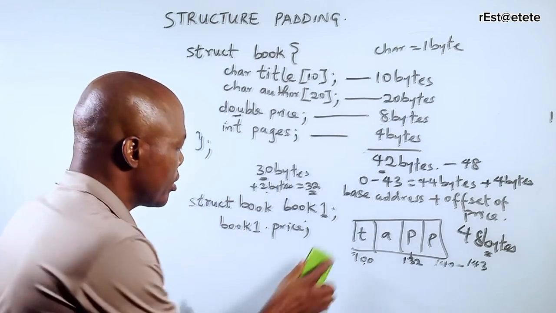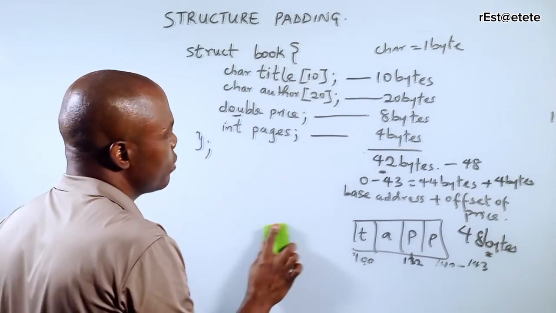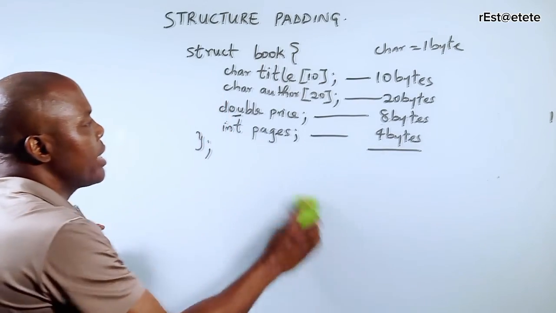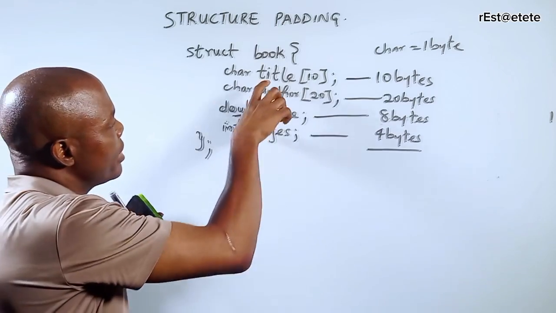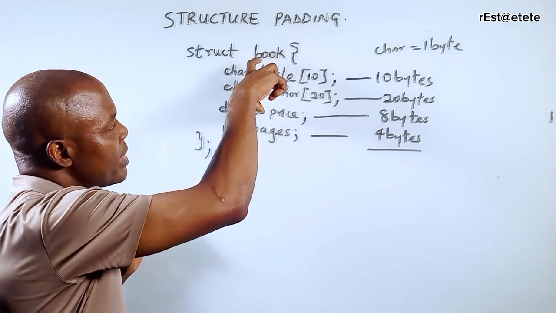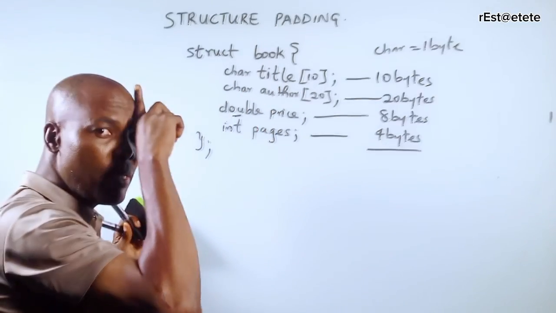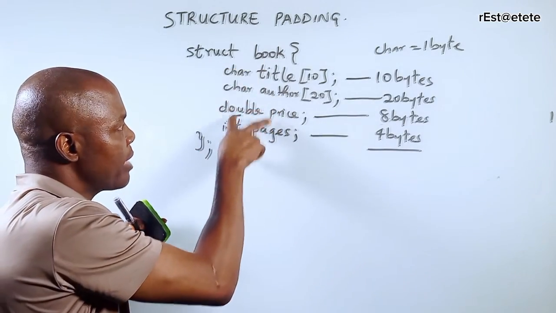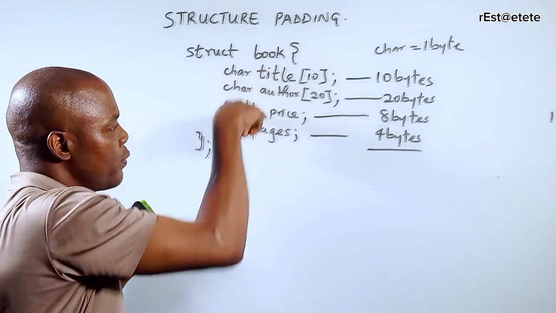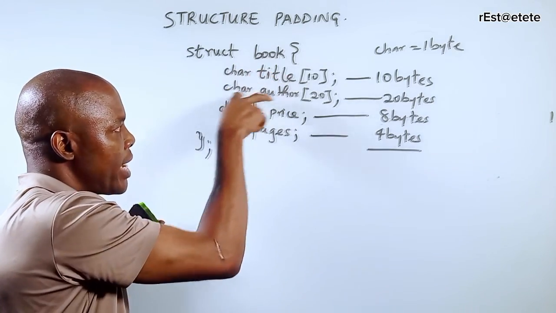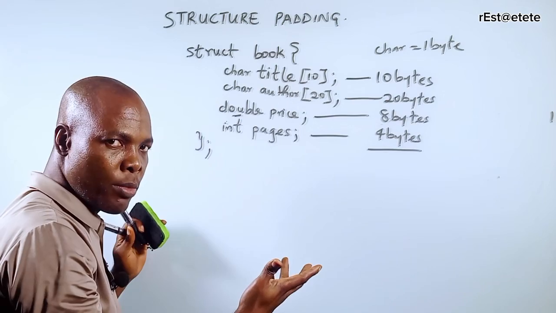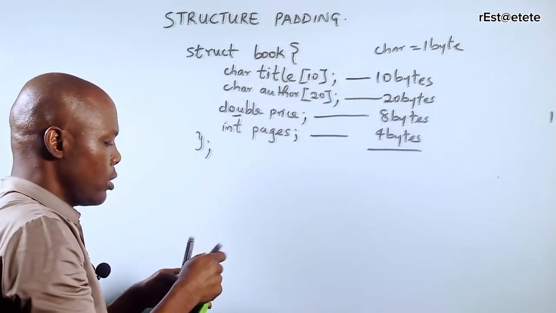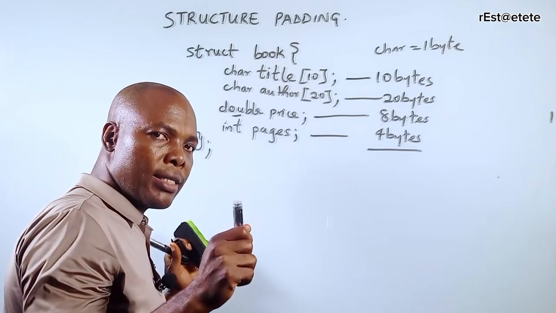But there is another important point I want you to see. Another rule is that when you are arranging the members inside this structure, let it be in descending order, meaning the highest one should be at the top. So this price should have gone to the top, followed by integer, then character and character. It will save memory. But if you try it here, it might probably still give you the same output. So I will give you this as an assignment.